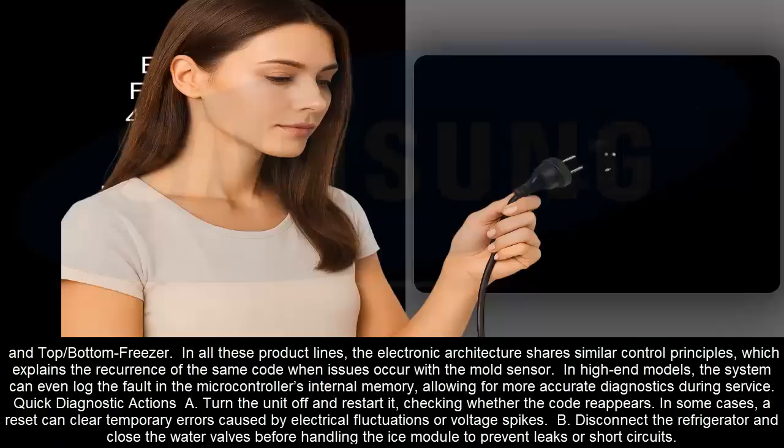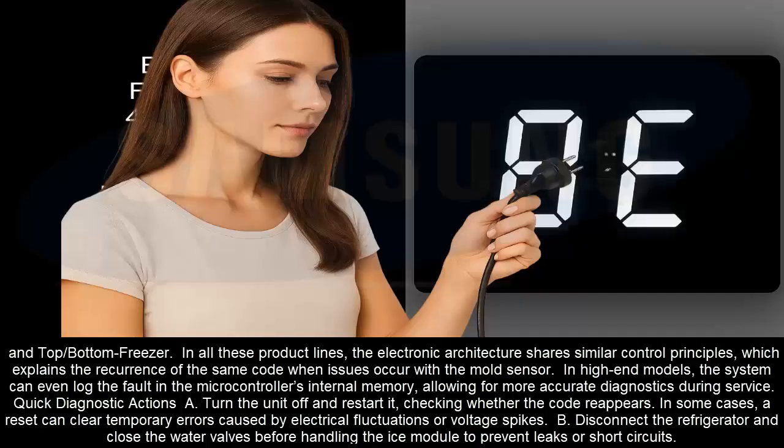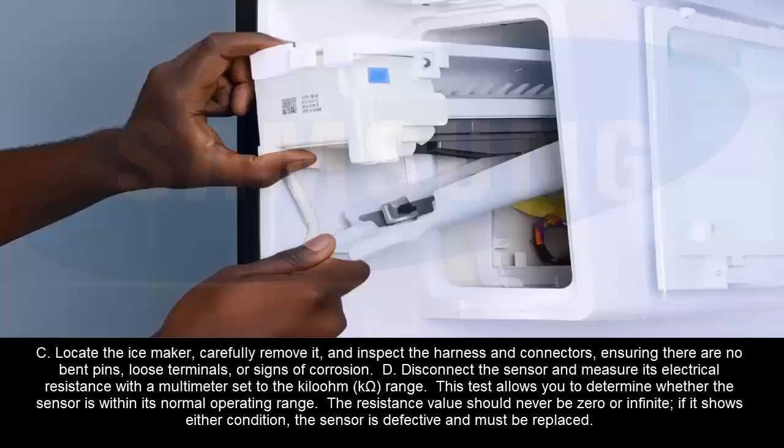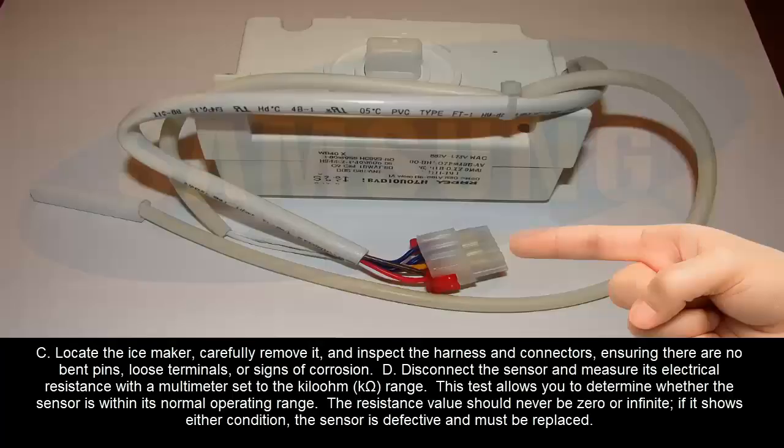Quick diagnostic actions. A. Turn the unit off and restart it, checking whether the code reappears. In some cases, a reset can clear temporary errors caused by electrical fluctuations or voltage spikes. B. Disconnect the refrigerator and close the water valves before handling the ice module to prevent leaks or short circuits. C. Locate the ice maker, carefully remove it, and inspect the harness and connectors, ensuring there are no bent pins, loose terminals, or signs of corrosion.